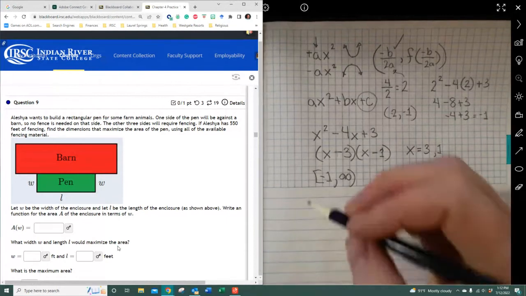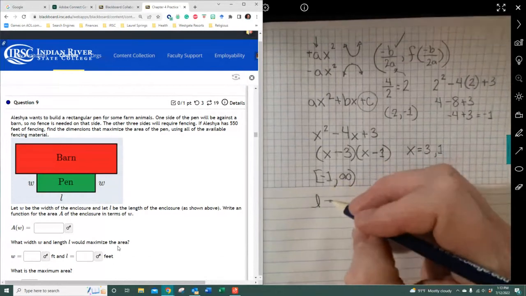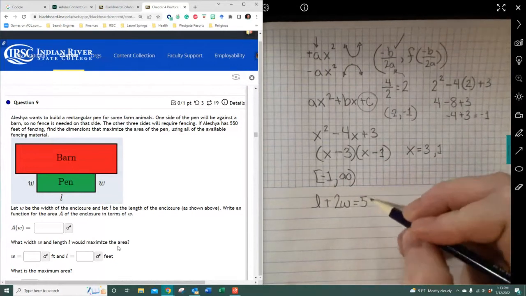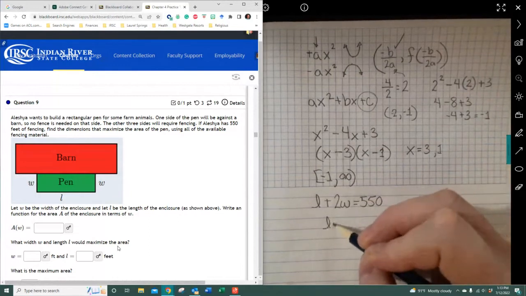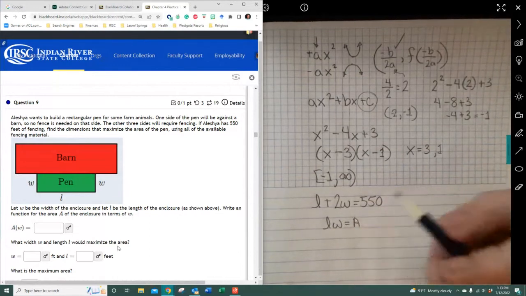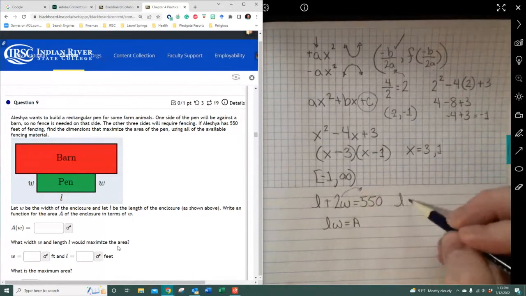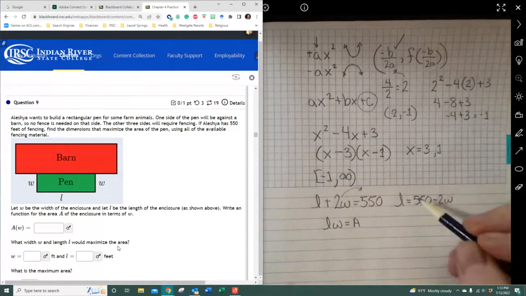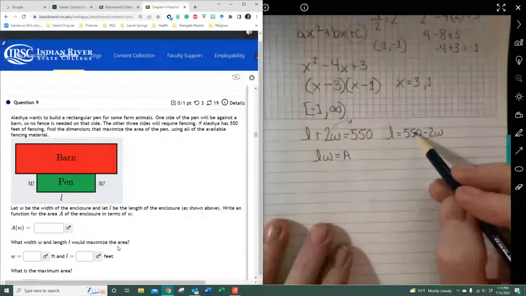So that means the perimeter formula would be L, because there's only one L you see in the picture, plus 2W equals the perimeter value of 550 feet. All right. Now the area still remains length times width equals area. So what we do is we move this over to the other side and make it L equals 550 minus 2W.